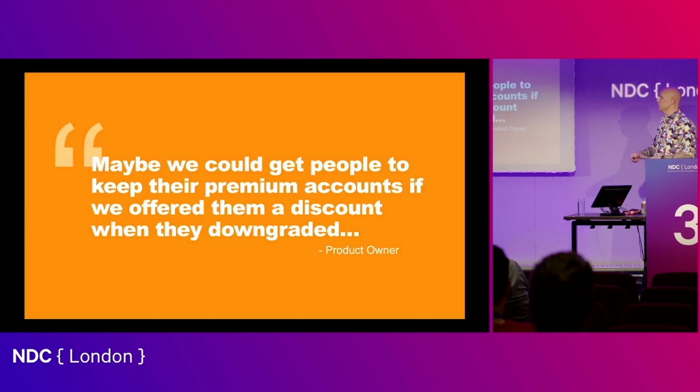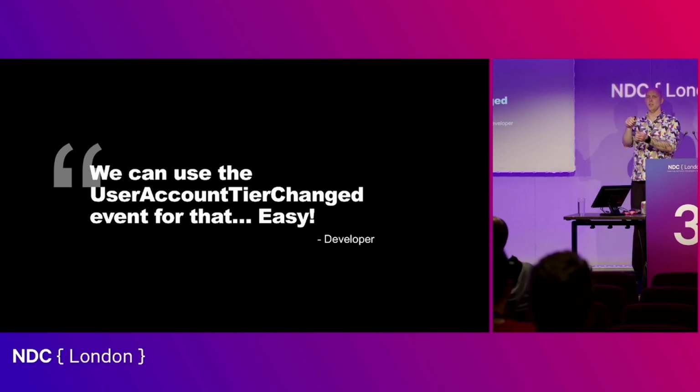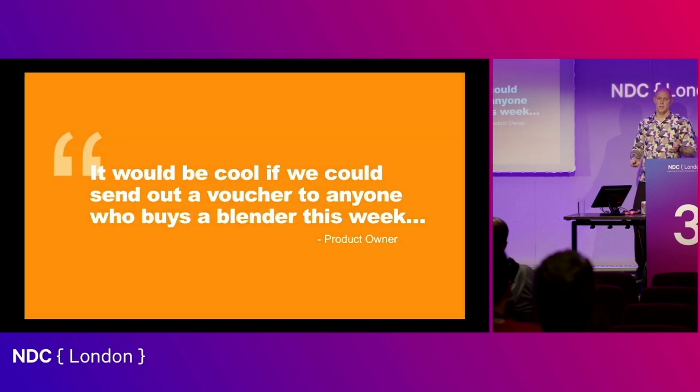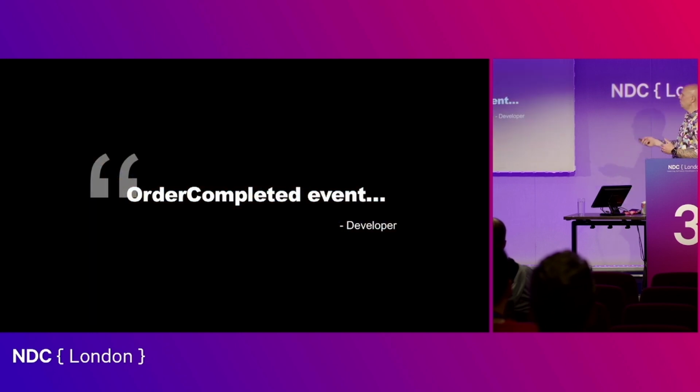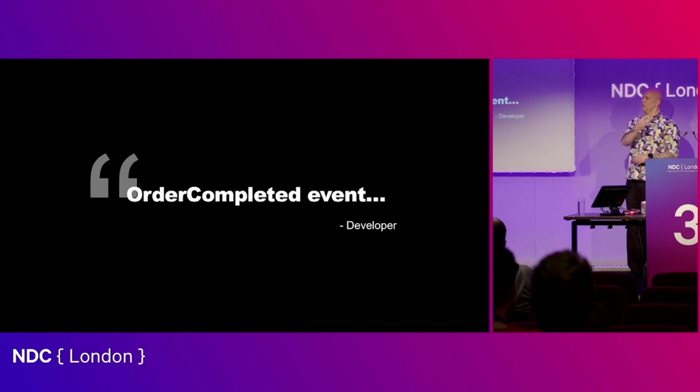And then when the product owner says, hey, maybe we could get people to keep their premium accounts if we offer them a discount on downgrade, the developer just goes, we have this user account tier changed event. I can just plug into that. Don't need to modify any code, just add a piece of code that listens to that event, and whenever that event happens, we send an email and say, hey, would you like to stay if we do this? Can we send everybody a voucher if they buy a blender this week? That's a really annoying thing to check in the checkout. But then you go, there's this order completed event. Let's just create a little thing that listens to that event, look at the order, is there a blender in there? Yes, there is. Send the voucher.